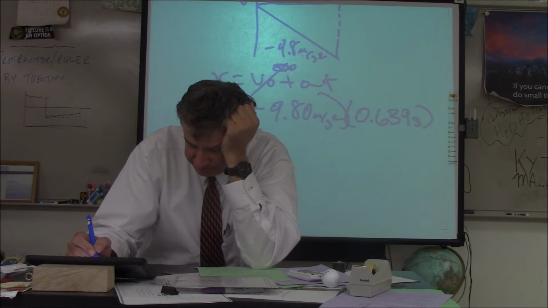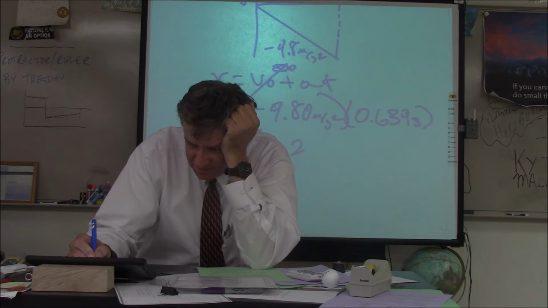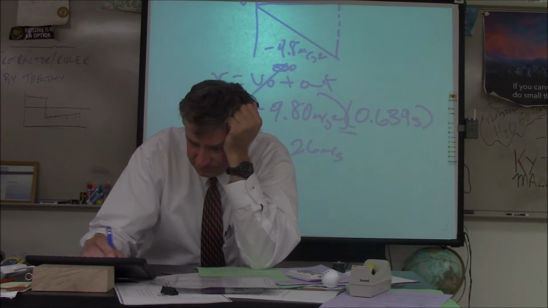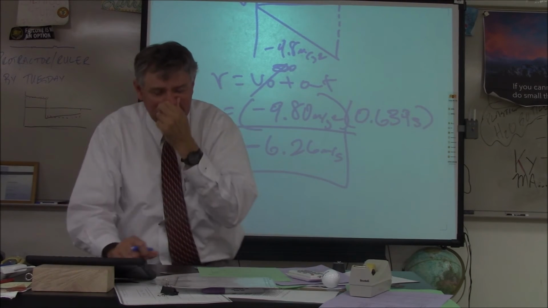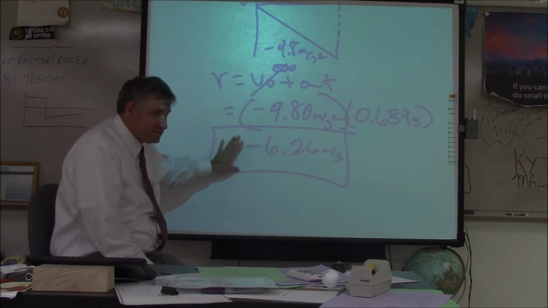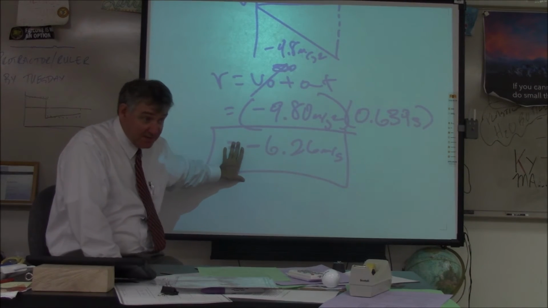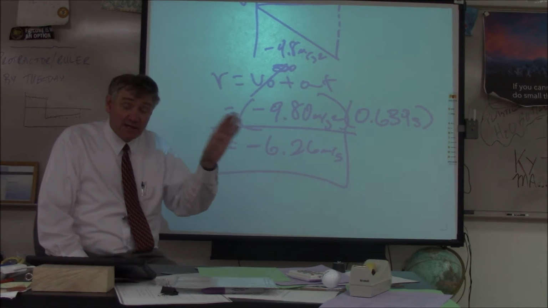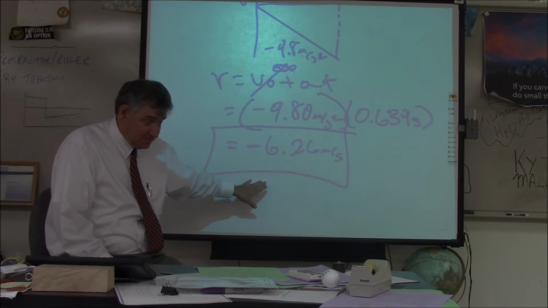Negative 6 something. 6.26. Negative 6.26 meters per second. Now, this is cool. It matches with what we said, right? We said it was going to be less than negative 9.8, which it is.